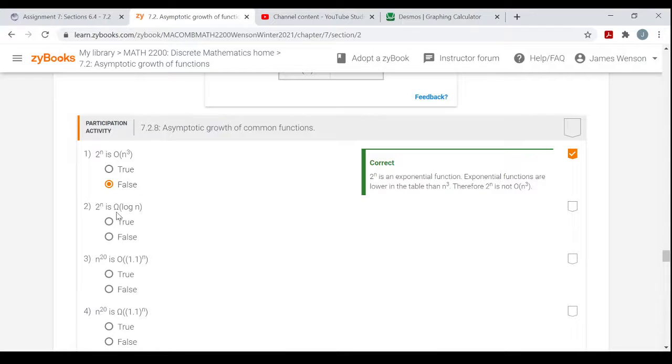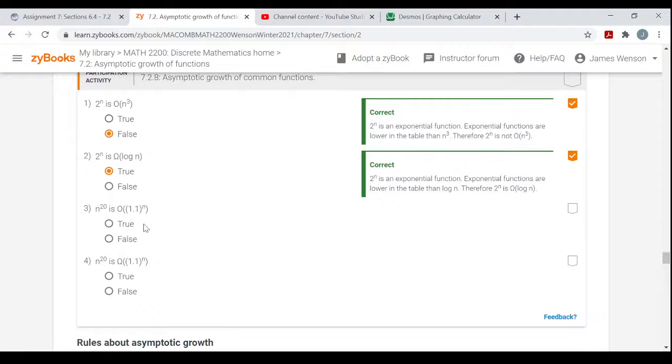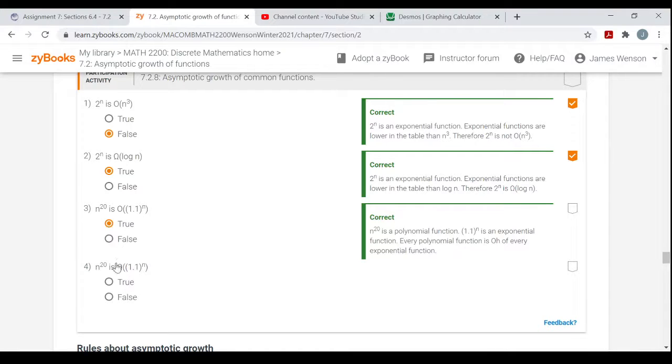Is an exponential omega of a logarithm? Yes. Remember, if you're omega of a function, then the function inside the omega has a slower or equal growth rate than the function before it. So this is true. Is n to the 20th O of 1.1 to the n? This is an exponential. It's going to have a faster growth rate than any polynomial. So this is true. Remember, if you're O, that means the one inside has a faster growth rate. The other way around, no. The 1.1 to the nth will have a faster growth rate, not slower. And if you're inside the theta, that means you have a slower or equal growth rate.